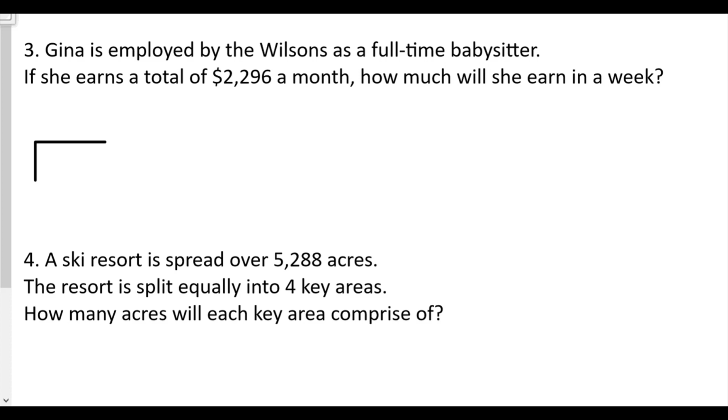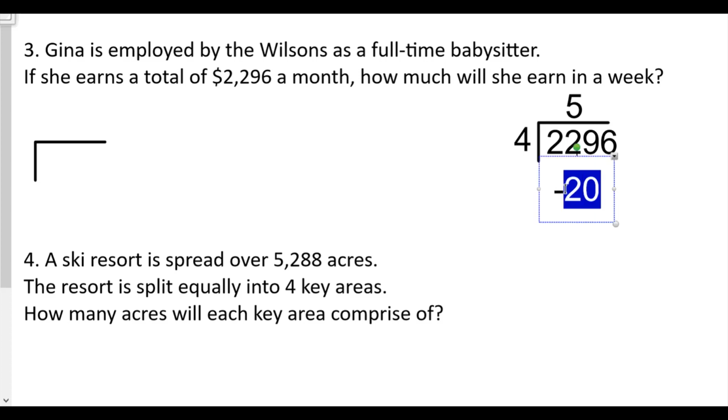Go ahead and do numbers 3, 4, and 5 on your, actually, we'll just continue. I'm sorry. Gina is employed by the Wilsons as a full-time babysitter. If she earns a total of $2,296 per month, how much will she earn in a week? Okay, let's bring this over here. We have more room to work. $2,296 a month, earns in a week, and we're going to say each month there's 4 weeks. So 4 goes into 22 5 times, because 5 times 4 is 20.